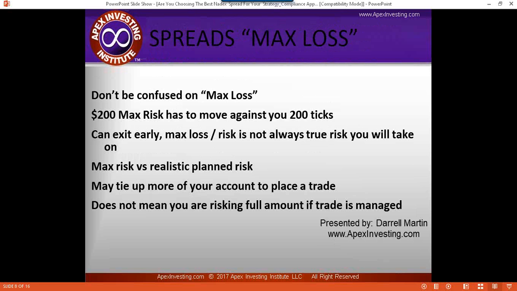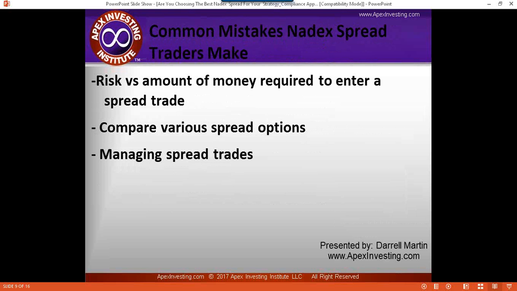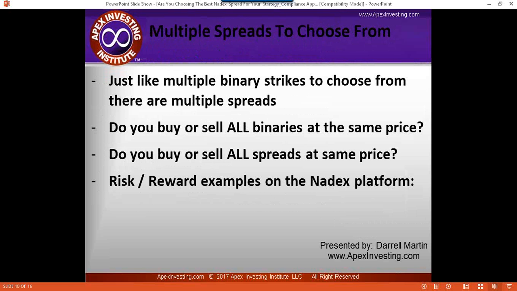Max risk is different than realistic planned risk. So you may tie up more of your account to place the trade, but it doesn't mean you're risking that full amount, like on a binary, of all or nothing. So if you missed last week's webinar about whether you really truly understand risk and reward with spreads, make sure to go check that out so that you have a good understanding of that.